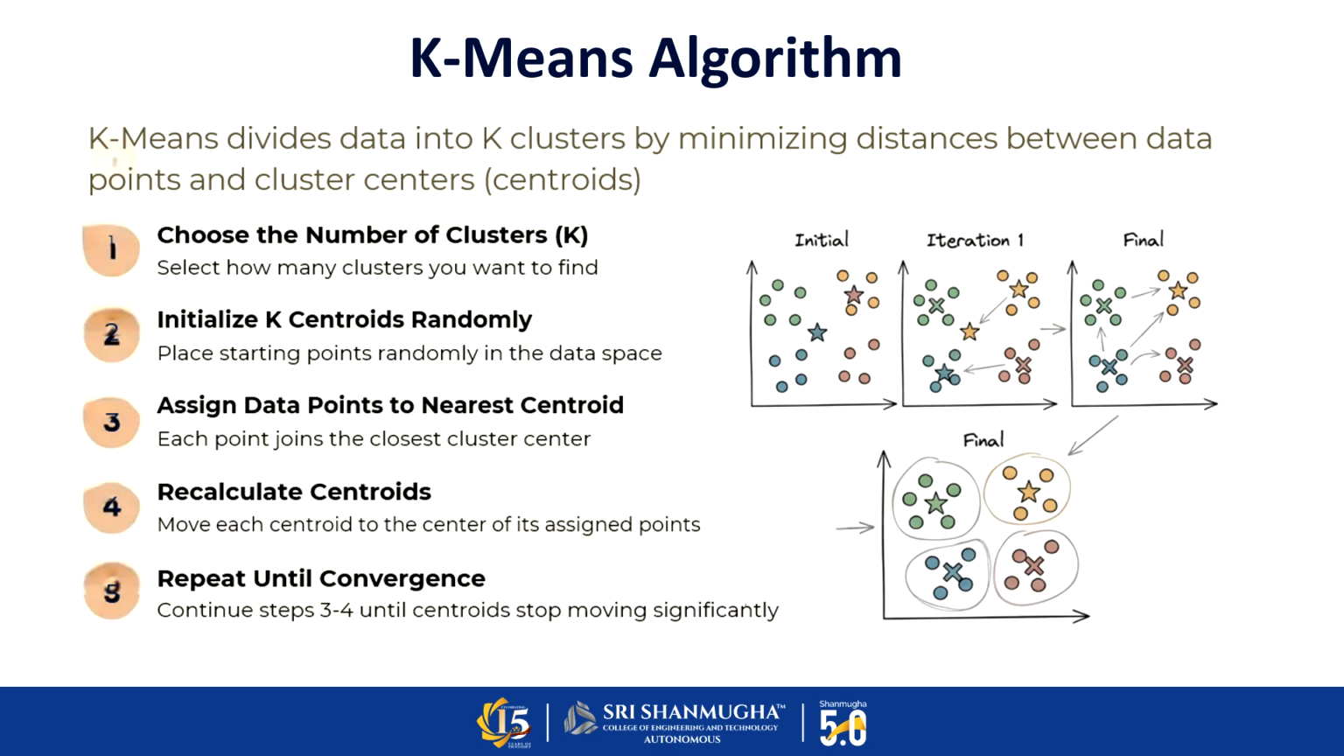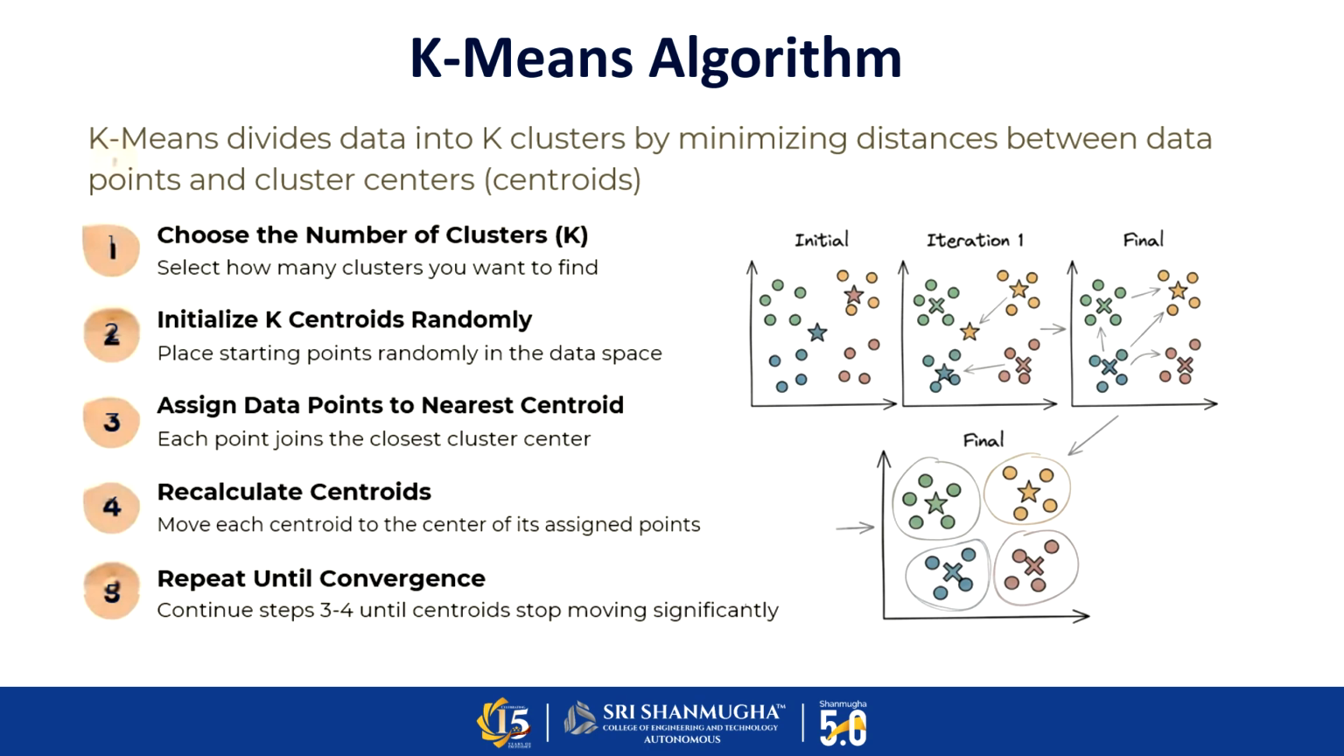Initialize K centroids randomly. That is, you have to place K random points in the data space. These are the starting cluster centers. The result of K-means can vary based on where centroids are initialized. This is why we sometimes run the algorithm multiple times with different initializations.